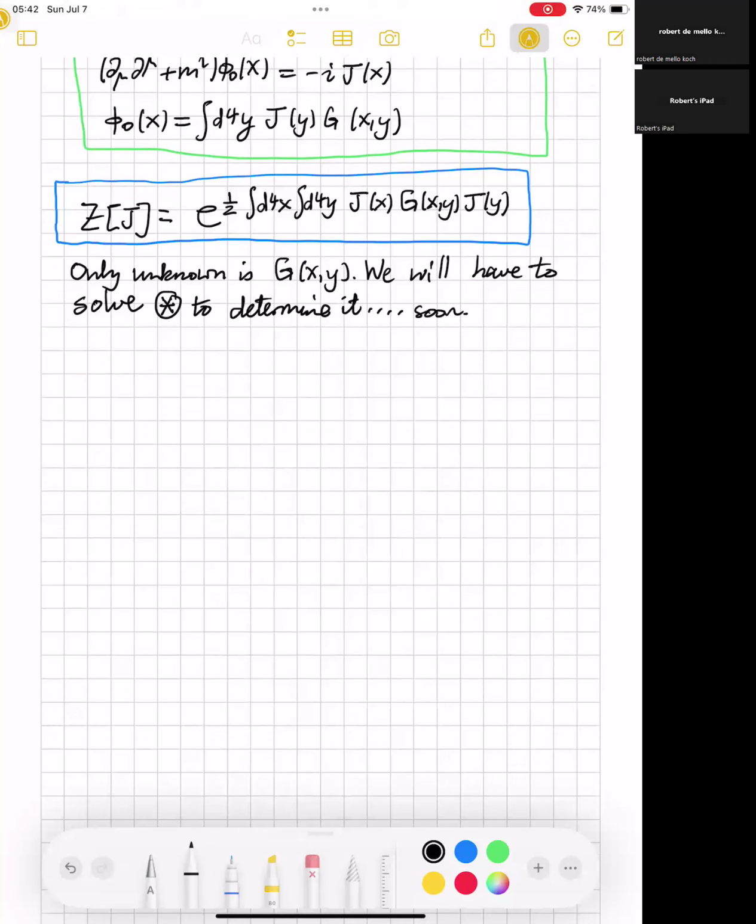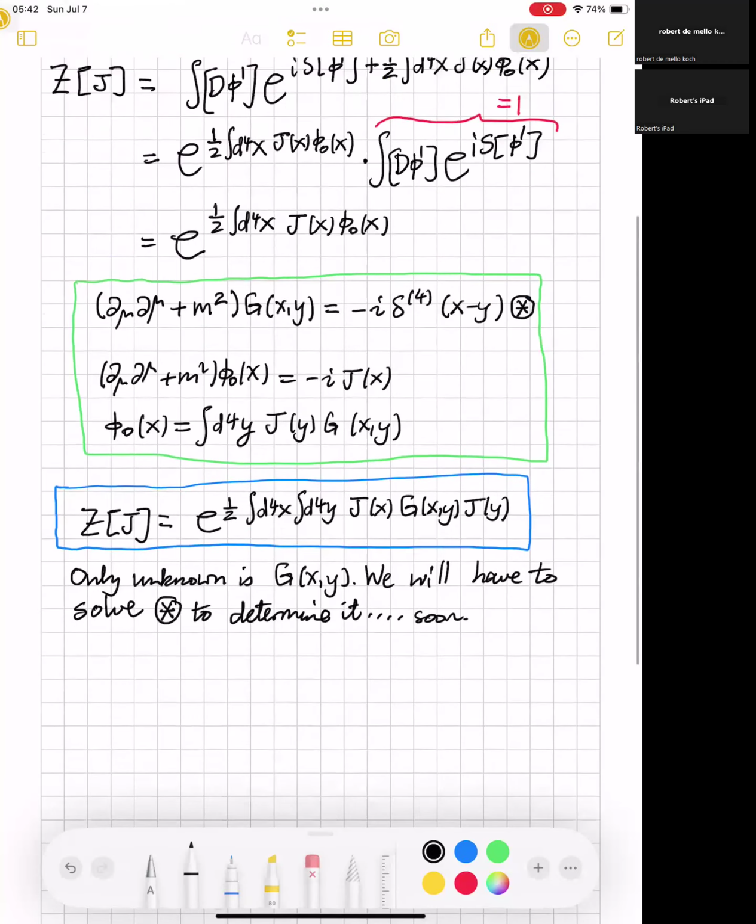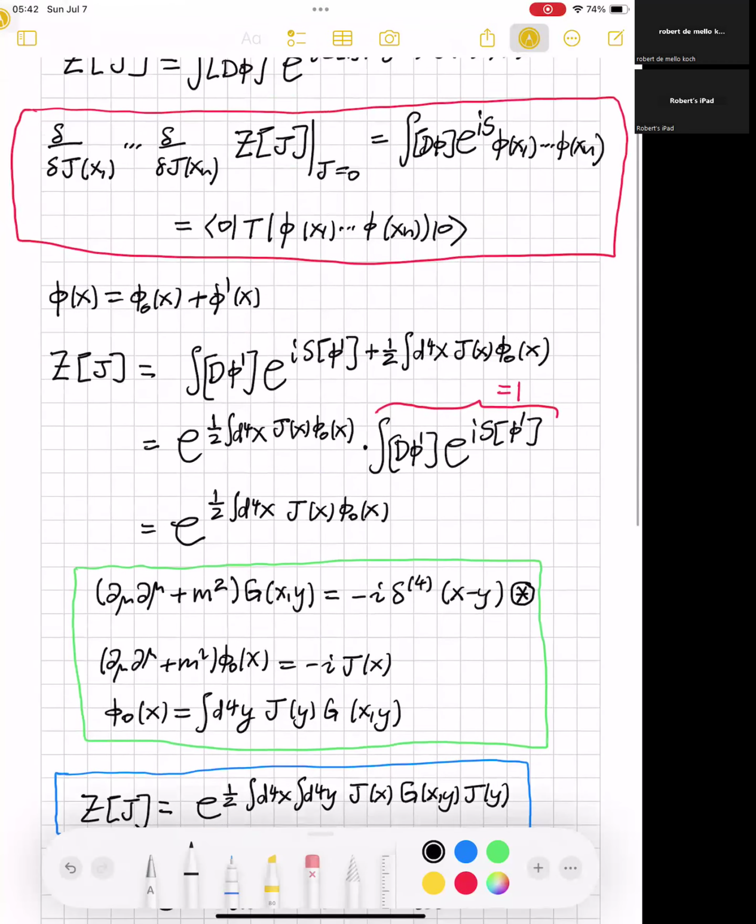We'll calculate it soon. But before we do that, I just would like to use this answer to work out what this time-ordered correlation function is. So I want to take some derivatives with respect to J of x.